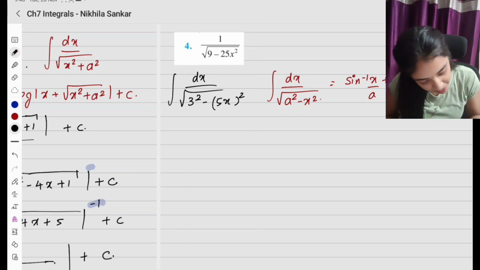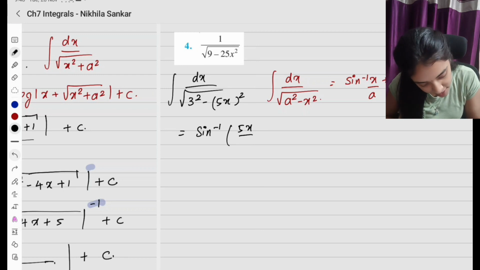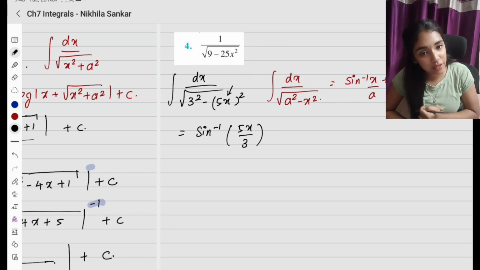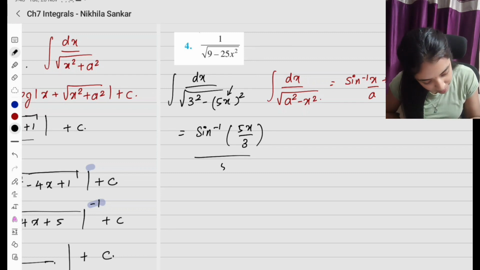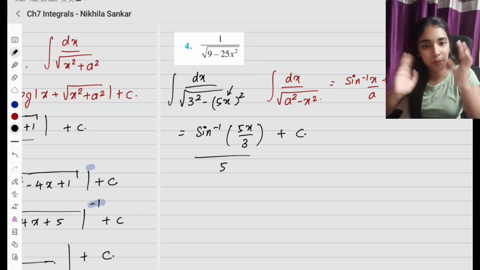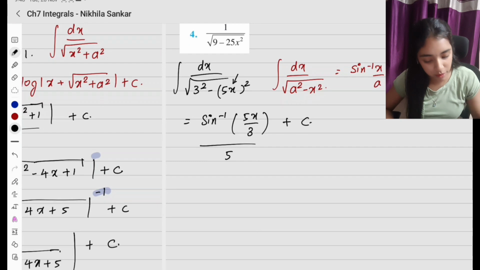So, if I rewrite this, I am going to have answer என்னவா இருக்கும்? Sin inverse of 5x divided by a which in our case is going to be 3. But remember, you have 5x. The coefficient of x is going to be 5. So, divided by 5 பண்ணணும் plus c. புரிஞ்சுதா? coefficient of x என்னவோ அது எப்பவுமே integrate பண்ணும்போது divide பண்ணணும். differentiate பண்ணும்போது multiply பண்றோம்ல அந்த மாதிரி integrate பண்ணும்போது divide பண்ணணும்.